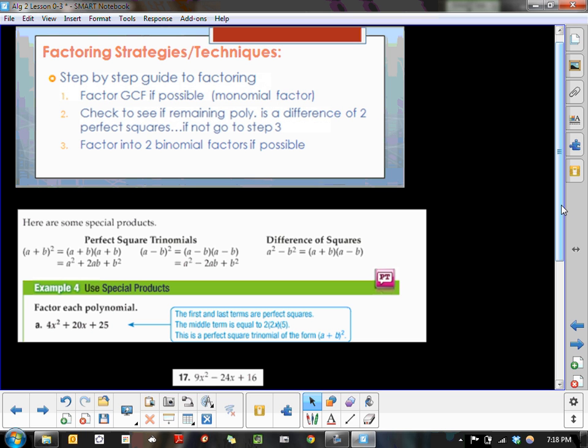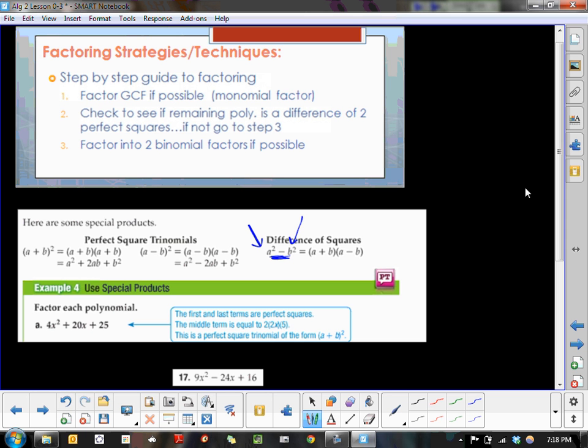But step-by-step guide: look for your greatest common factor. If you have it, pull it out. Then go to your second step, which says, look to see if your remaining polynomial is a difference of two perfect squares. That's a special product that they're referring to. A difference of two perfect squares is pretty simple to recognize. Number one, it's only going to be a binomial. And these two numbers have to be perfect squares, and there must be a difference, which means it must be a subtraction sign.